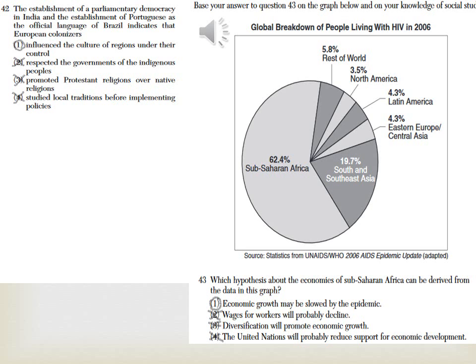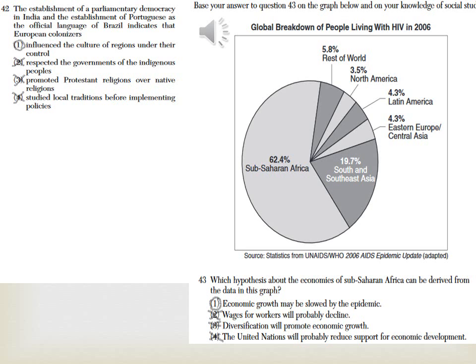Is it 1, economic growth might be slowed by the epidemic? Is it 2, wages for workers will probably decline? Is it 3, desertification will promote economic growth? Or is it 4, the United Nations will probably reduce support for economic development? It's 1, because the rest of them don't make sense. 62.4%. It's a huge number.